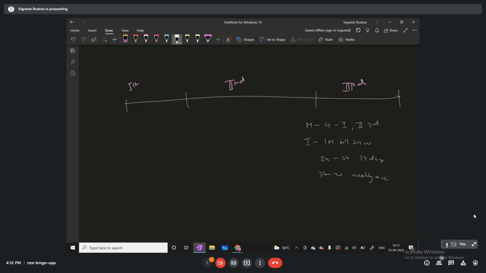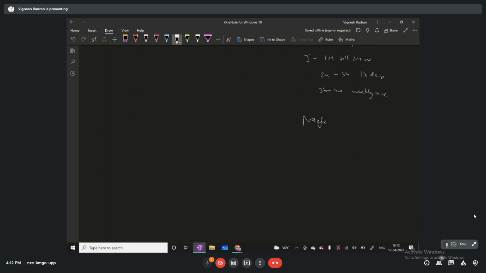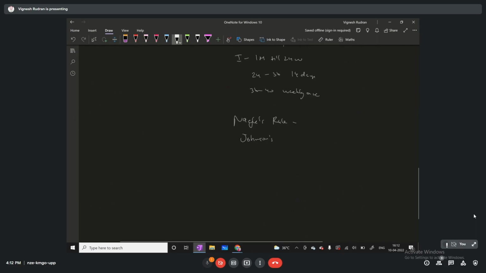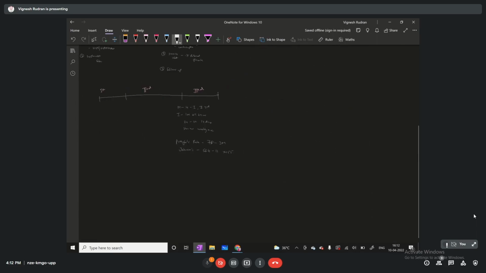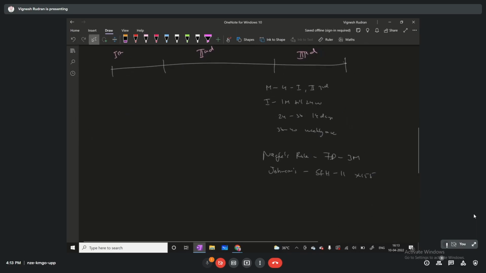Then you need to know about Naegele's rule, and then Johnson's formula. Naegele's rule is you add 7 days and subtract 3 months, and that will be your estimated date of delivery. Johnson's formula, you have two formulas. Symphysiofundal height minus 11 into 155 will be your weight of the baby. This usually overestimates the weight of the baby. These are very basic questions they keep asking in your practical exams.